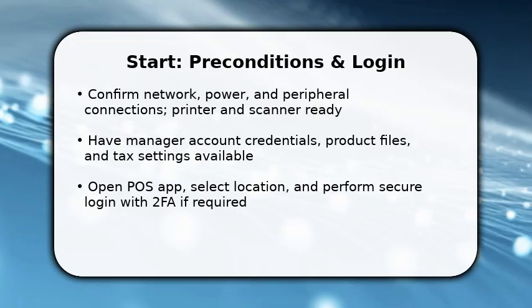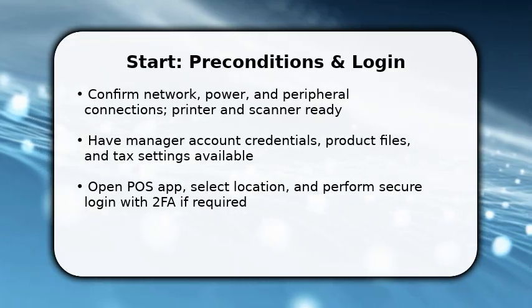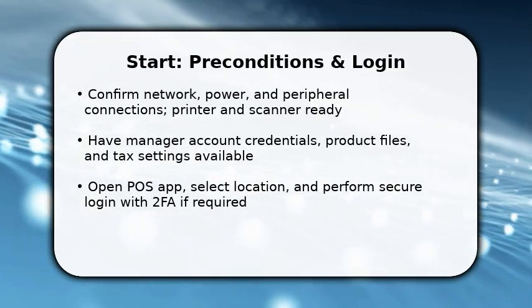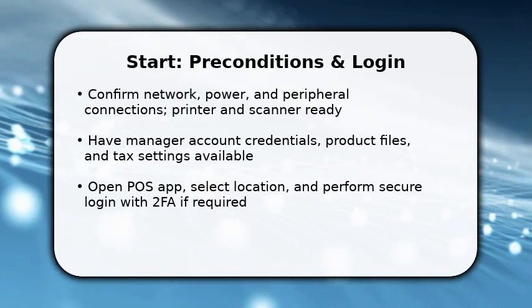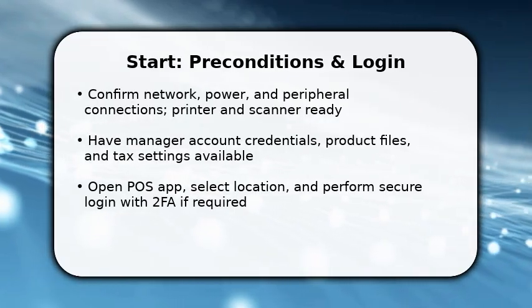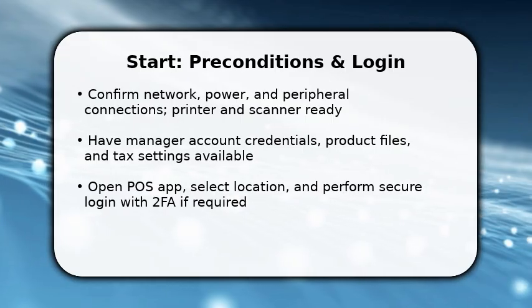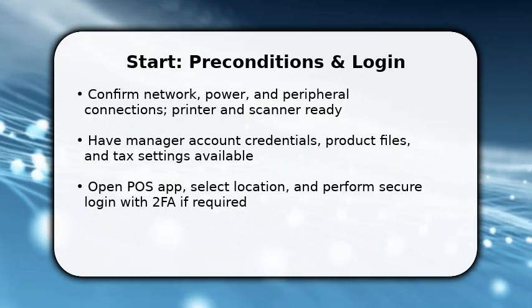You begin by verifying essentials: network, power, and that the receipt printer and barcode scanner are connected and functional. Once done, make sure you have manager credentials, product lists, and tax settings accessible so you can apply correct pricing.